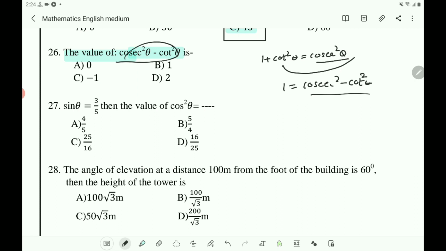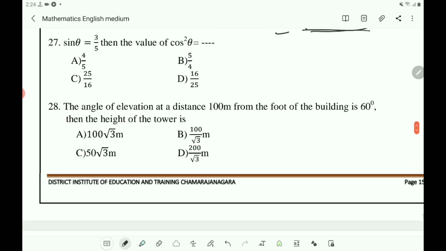Option B is the answer. Here you got cosec square theta minus cot square theta is equal to 1. You must know the identity: 1 plus cot square theta is equal to cosec square theta. Then you can identify the answer. So option B. Option B is the answer. Next you take the question number 27.